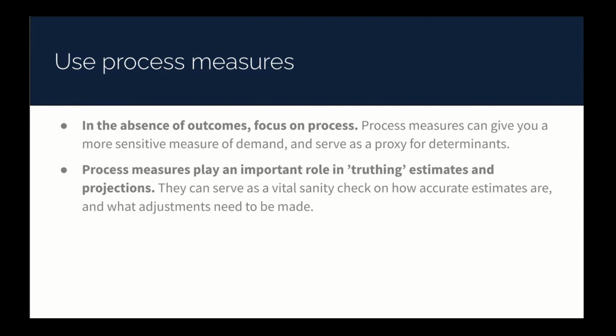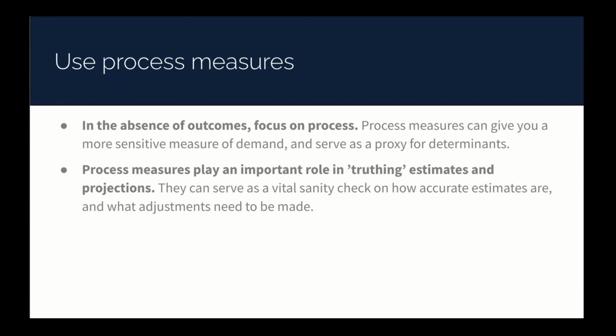Another thought on the types of data that you bring in, again, thinking about data availability. Process measures can be a really helpful way of looking at the current state of a community or the current state of needs within a community. Usually, in the before times, we would say outcome measures are better, right? Because they're actually measuring the thing that you're trying to change rather than the activities that you did to change the thing. But in the absence of outcomes, let's focus on process. And in fact, they can play a really important role in this concept of truthing estimates.